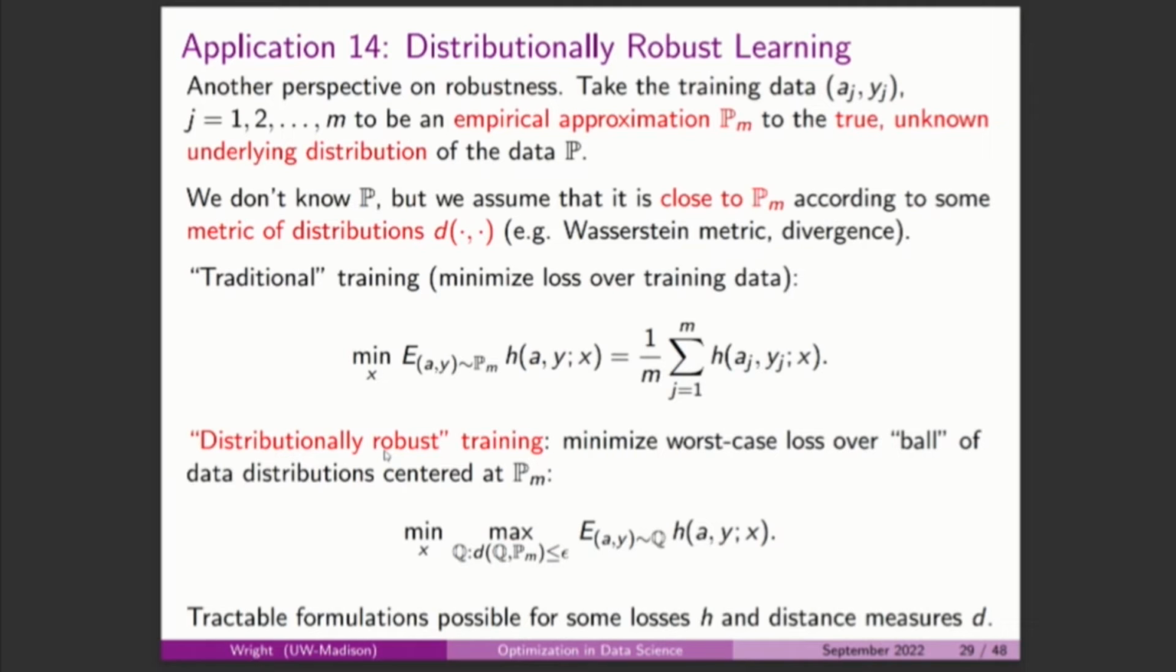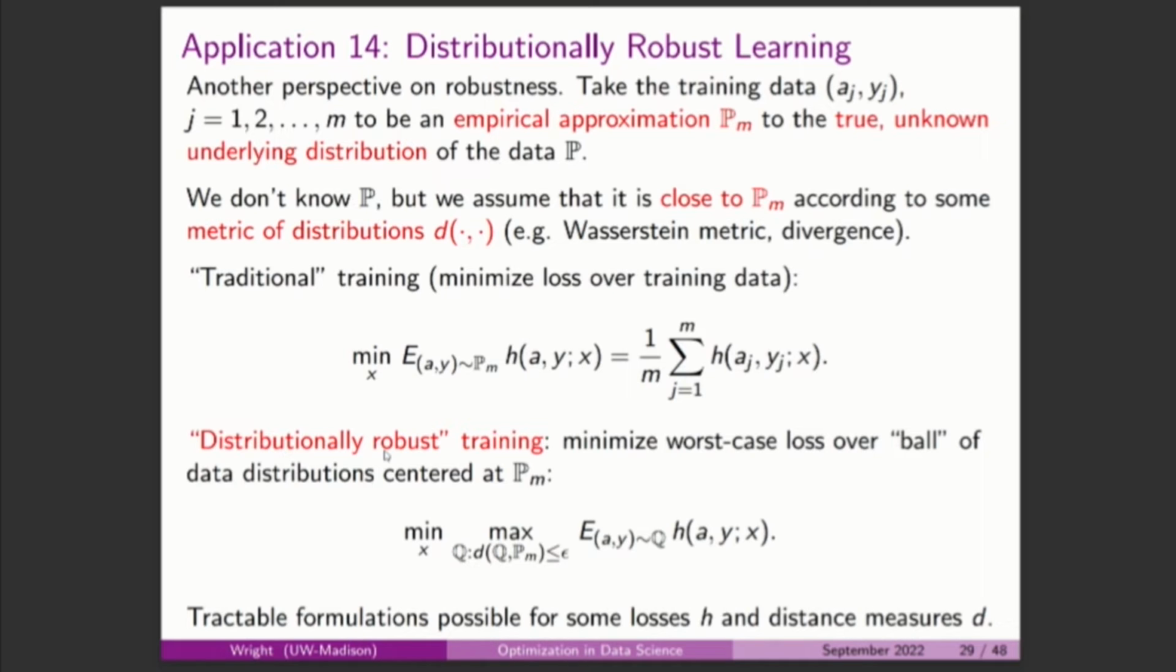Distributionally robust learning. This is another perspective on this robustness issue, so that it takes the viewpoint that the training data that you're working with is drawn from some true unknown distribution that I'll call P. So you can think of the M items of training data as being an empirical approximation to P. Ideally, what you want to do in training the classifier is to use the exact P, but you don't know what that is. All you've got to work with is this empirical approximation.